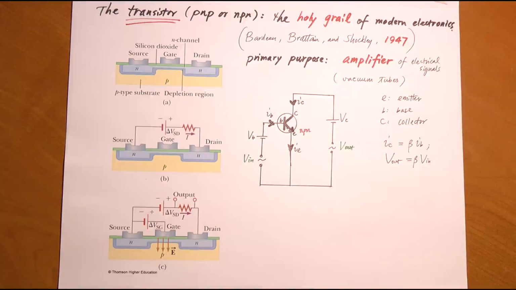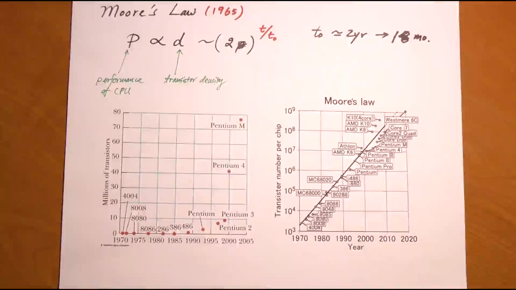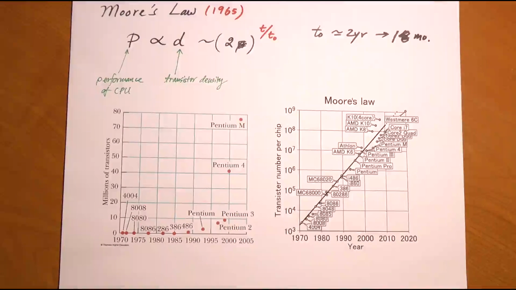And when it comes to performance of the chip, there is a famous law. I'm sure you have all heard about that. It's called Moore's law. Moore's law was first proposed by Gordon Moore, the founder of Intel, in a paper in 1965. What does it say? It says the performance of a chip essentially doubles every 2 years.